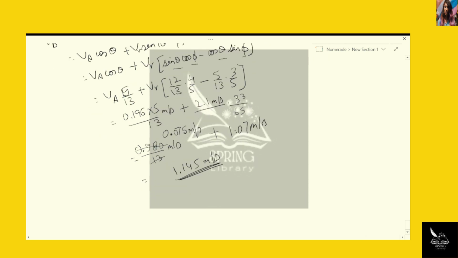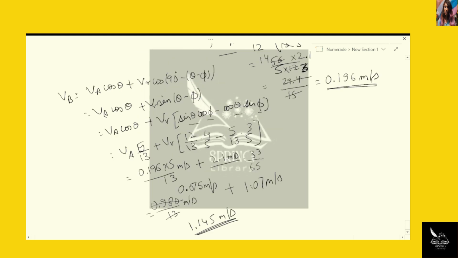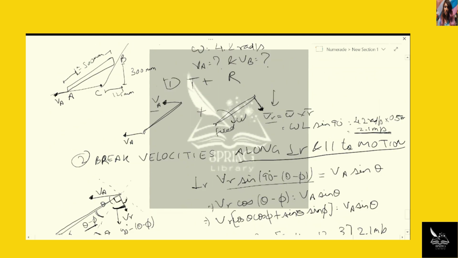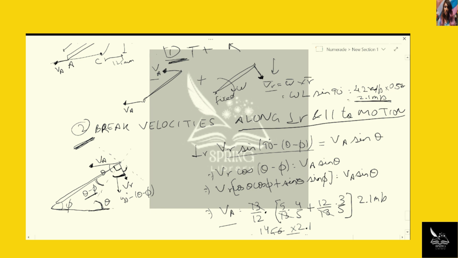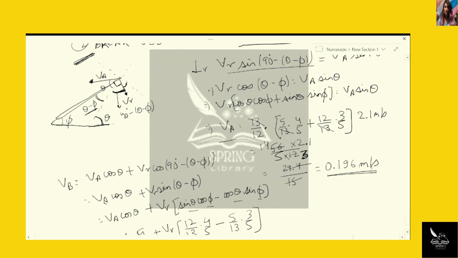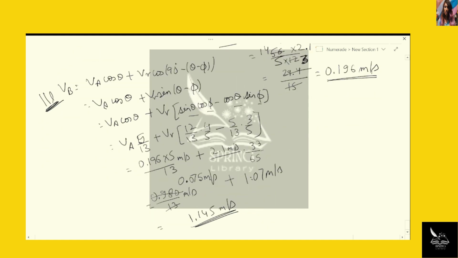So this is how you can solve these problems. Just break things into translation and rotational, break the velocities, and the third step was basically here when we are comparing the perpendicular component and comparing the parallel component. So you do this and you can solve all these kinds of problems.